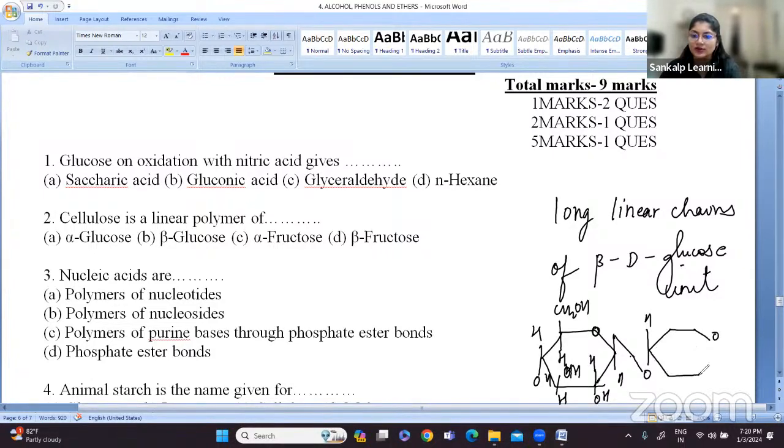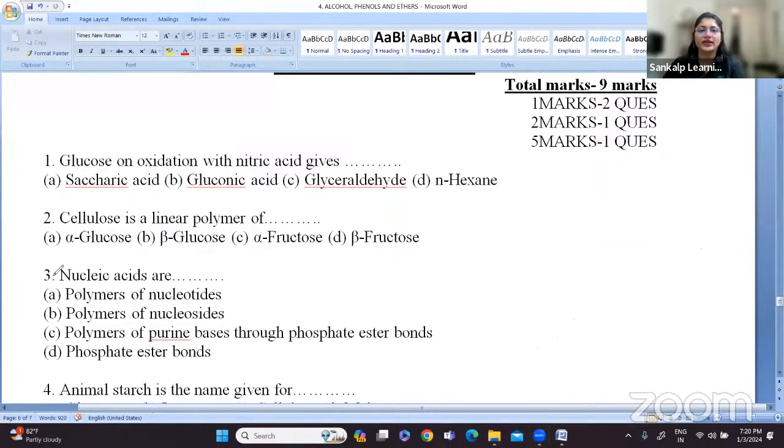So like this, your beta D glucose unit will be linked. Got it? So like this, and again this is further like this. So it is a long linear chain made up of beta glucose units. Yes, Priyanka, Swati, as well as Vedvati have answered it right. Good. Moving further, next question.